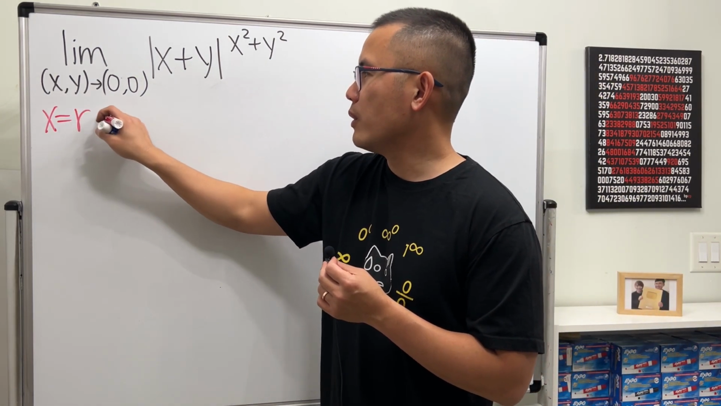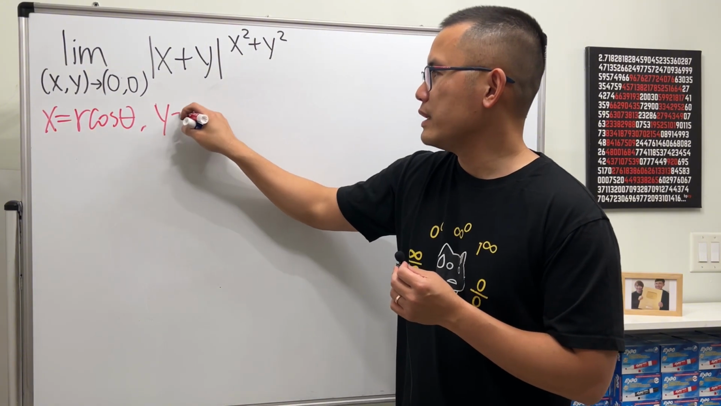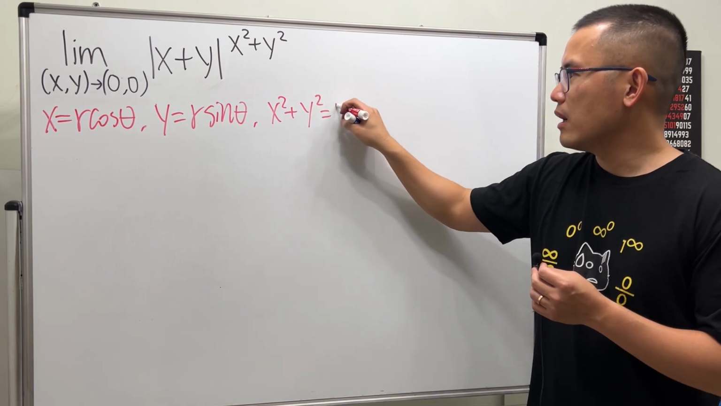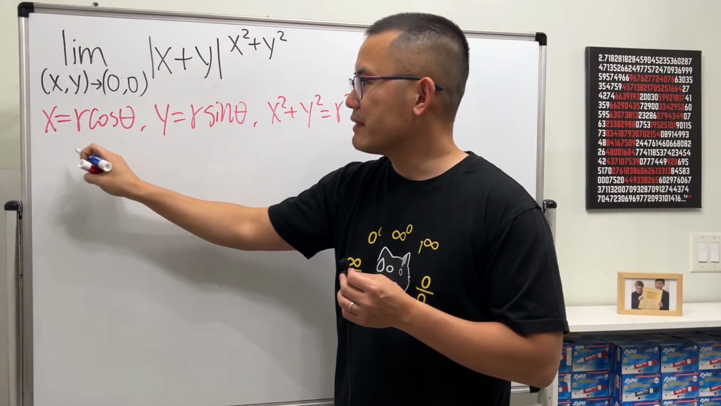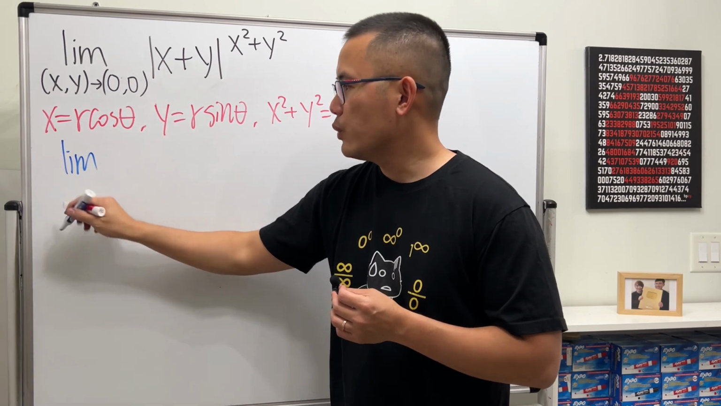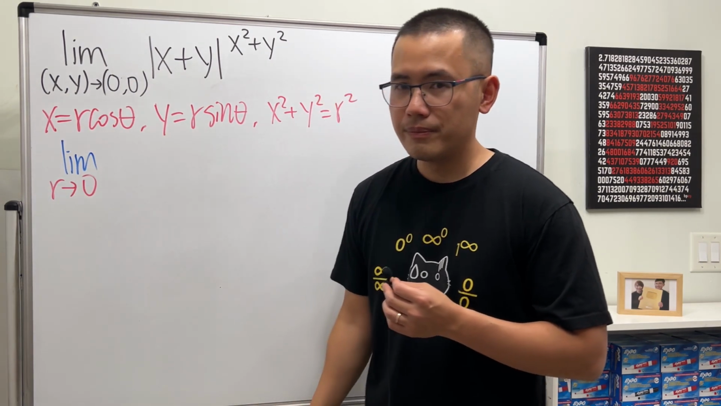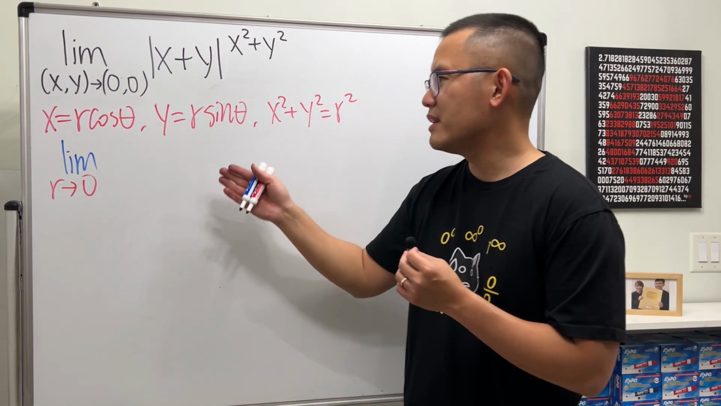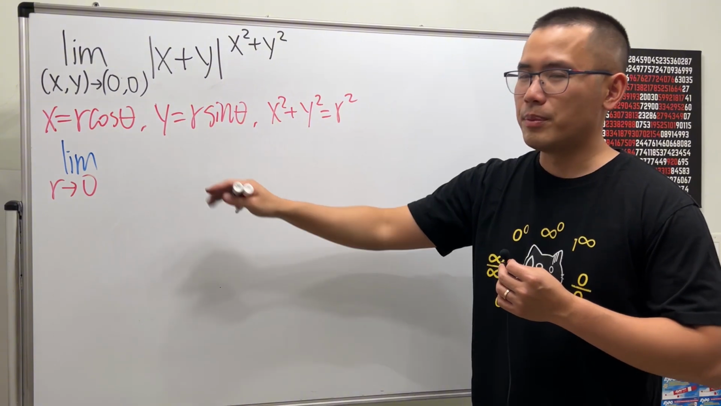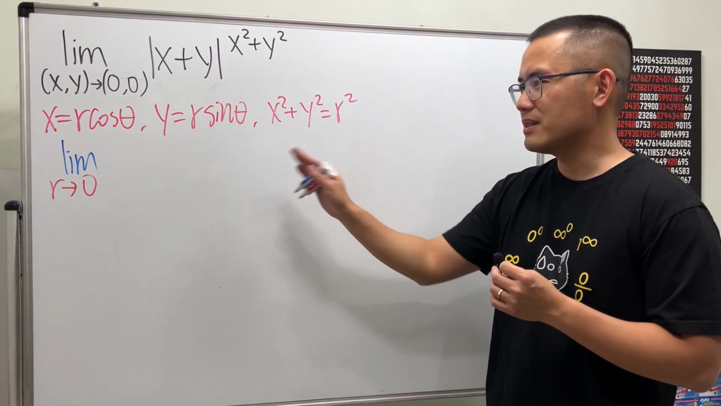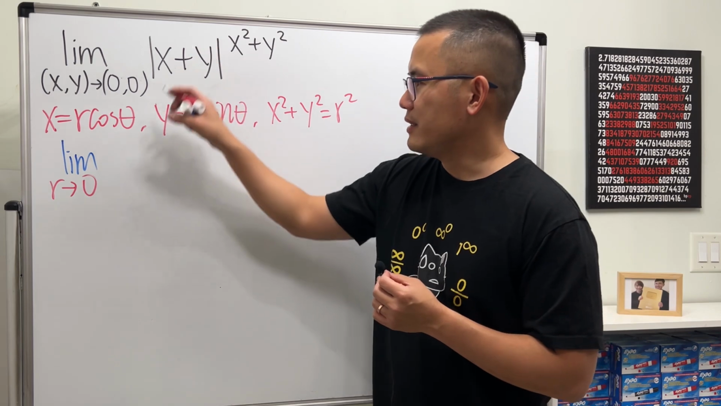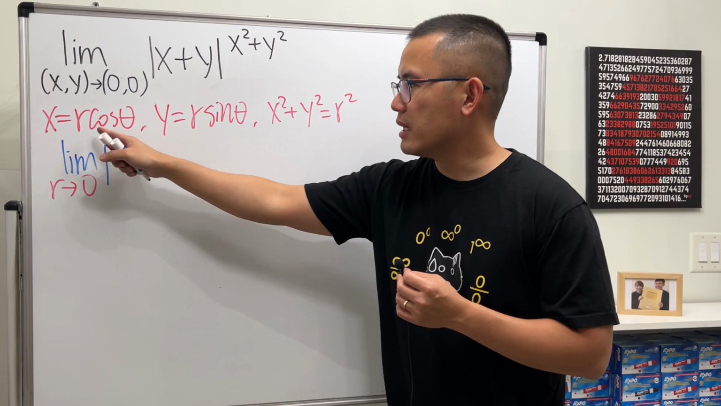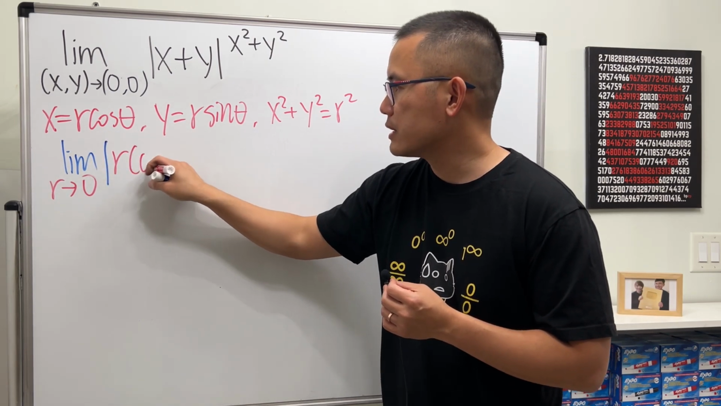Recall x is equal to r cosine theta, y equals r sine theta, and x squared plus y squared is r squared. When we have the limit as (x, y) approaches the origin, we just need r going to 0. Some people might say it's just r approaching 0 plus. It's okay though, in my opinion, because r can be negative in polar coordinates. It depends on the convention, but we'll take it as okay. Continuing, we have the absolute value of x plus y, which is just this plus that, and because they both have r, I'm going to factor that out.